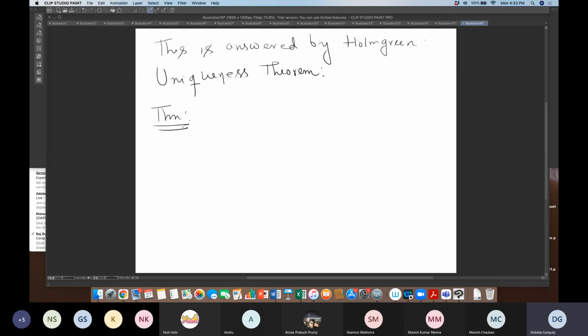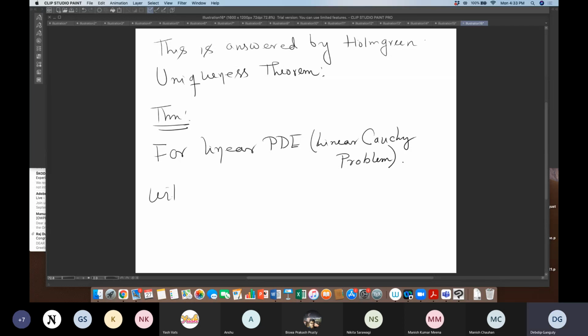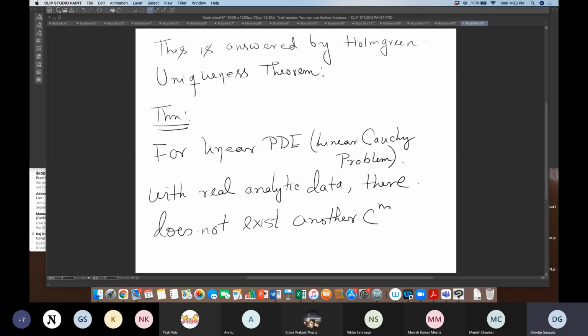Theorem. This is true for only linear PDE. For a linear Cauchy problem with real analytic data, there does not exist another C^m solution, where m is the order of the PDE. Clear? This holds only for linear PDE. For quasi-linear and semi-linear PDE, this theorem does not hold, so there might be some C^m solutions.